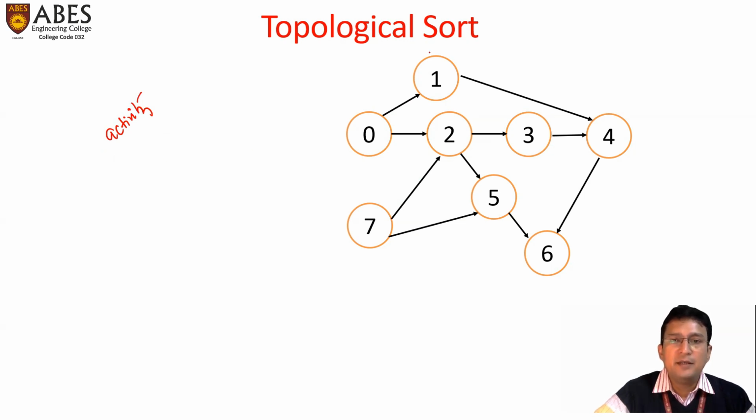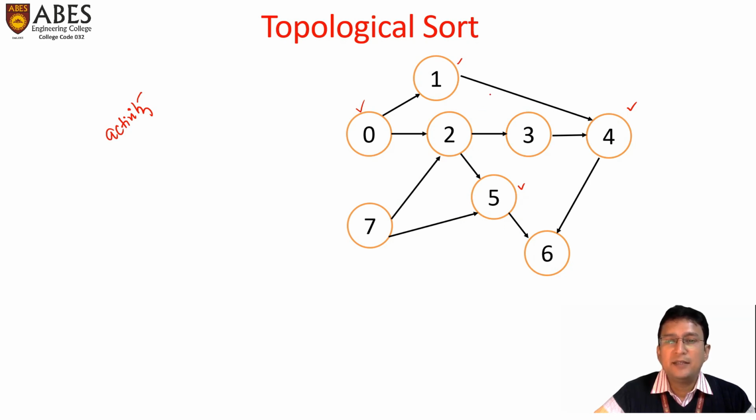For example, if I say that 1 is the activity, then 1 depends on the activity number 0. Once the activity number 0 completes, then only 1 can start. Similarly, the activity 4 is dependent on 1 and 3. So if 1 and 3 complete, then only 4 can start. The activity number 5 is dependent on 7 and 2. So if 7 finishes and 2 finishes, then only the activity number 5 can start. Similarly, activity 6 is dependent on 5 and 4. So activity 6 can start only if 4 and 5 have finished.